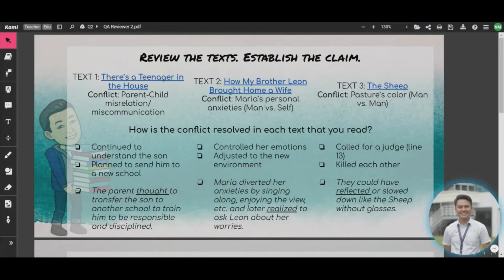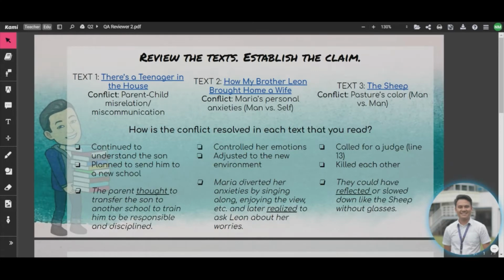For text number 1, we have There's a Teenager in the House. Text number 2, How My Brother Leon Brought Home a Wife. And text number 3, we have The Sheep. Let's revisit the kind of conflict present in each text.